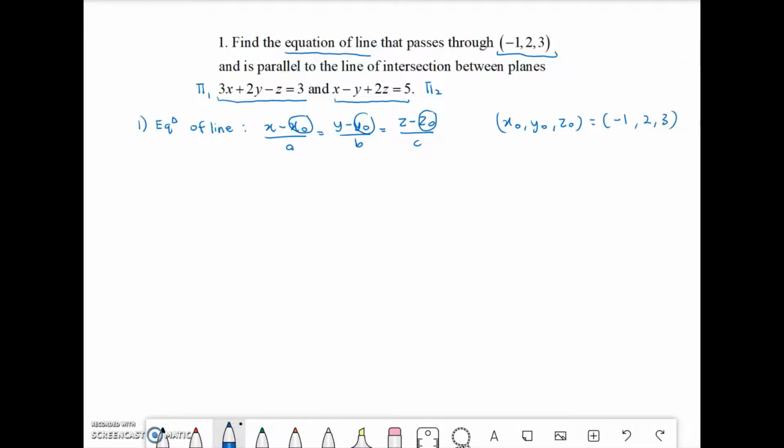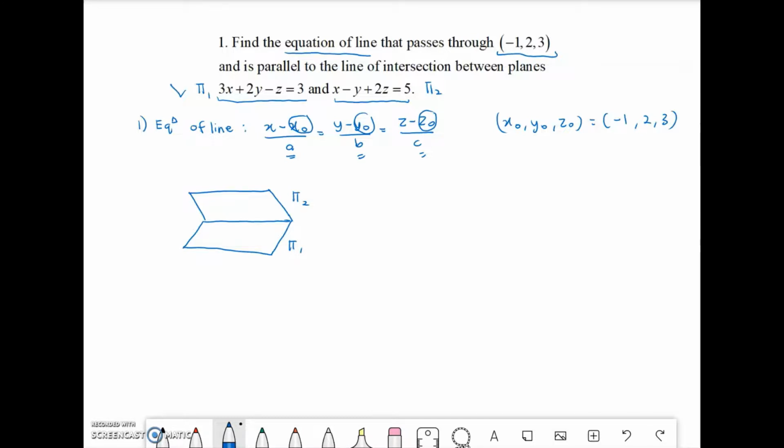So now our main focus is to get the A, B and C. Okay, here we have another important thing, that is we have two equations of plane. So we have two planes. Let's say the planes are drawn like this. So this is the first plane and this is the second plane.